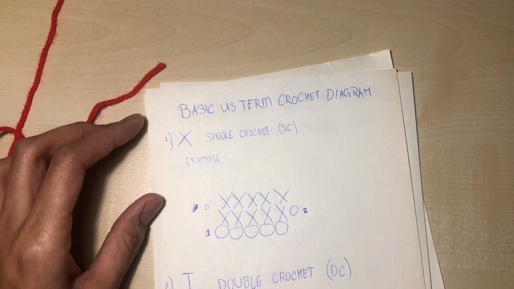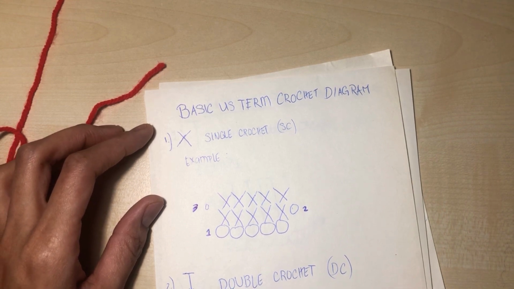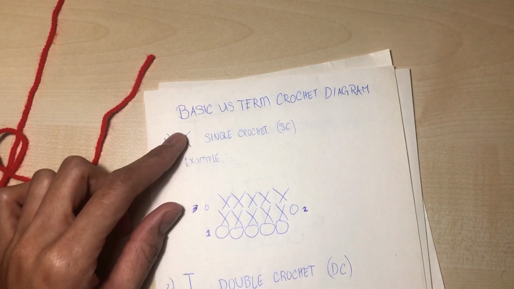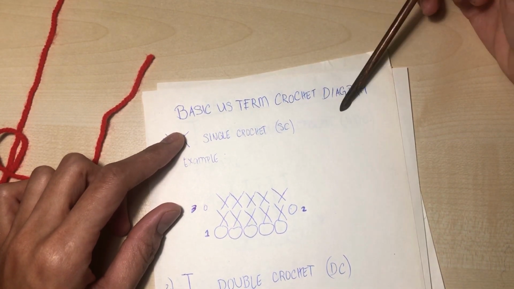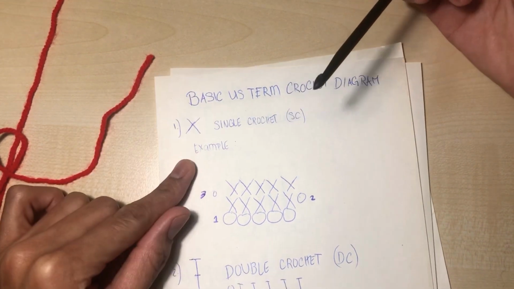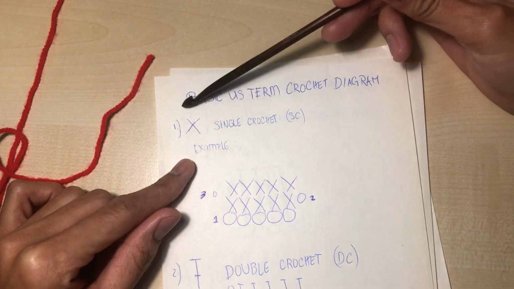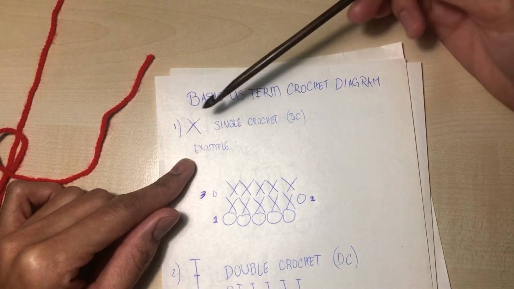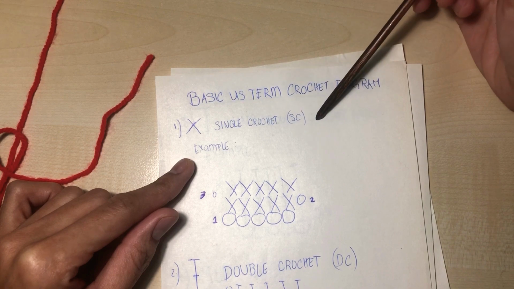In this video, I'm going to show you how to crochet a pattern using a diagram. This one is a basic US term crochet diagram. First we're going to start with single crochet. This is the sign of single crochet, just X, and this is the abbreviation, SC.